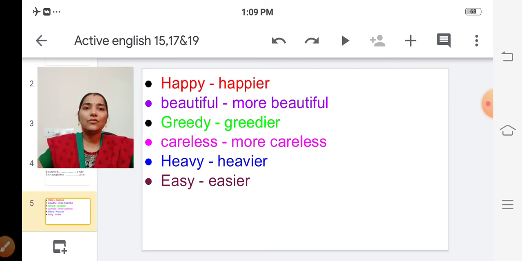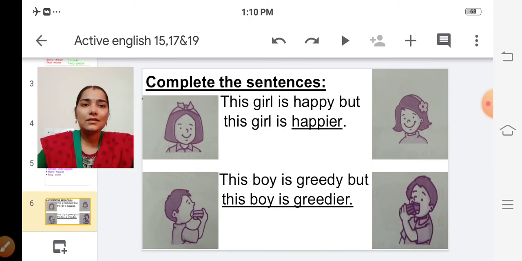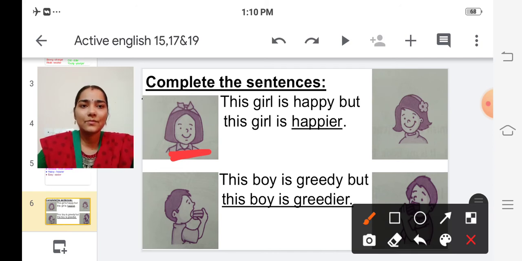Okay, children? So, we are going to use this set of words to finish the sentences. Shall we move? Yes. Complete the sentences. Here they have given pictures. See the first picture. What is the girl doing? She is smiling, isn't it? So, see the sentence. This girl is happy.